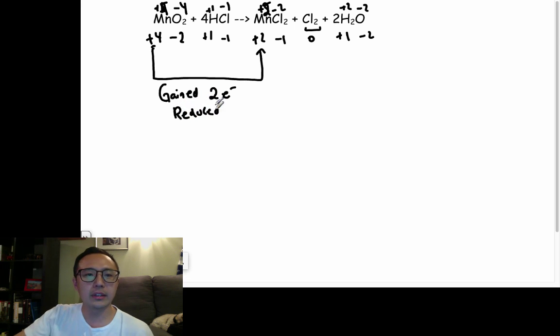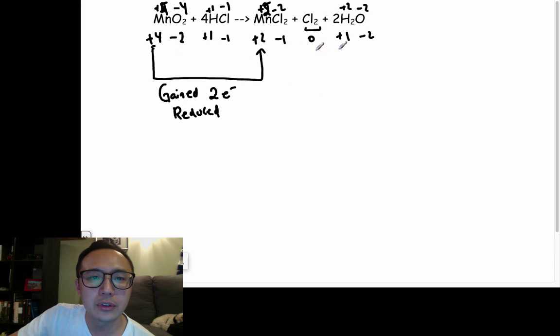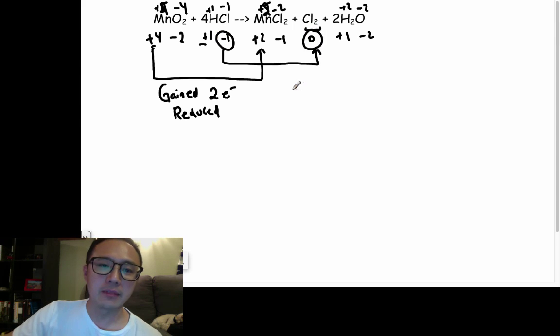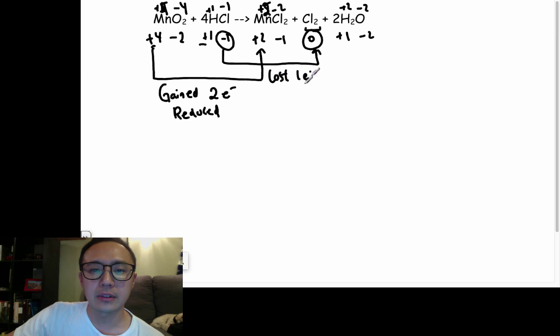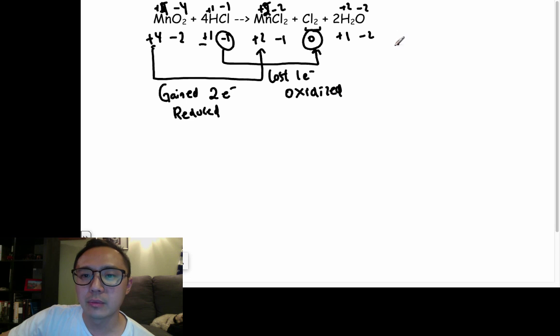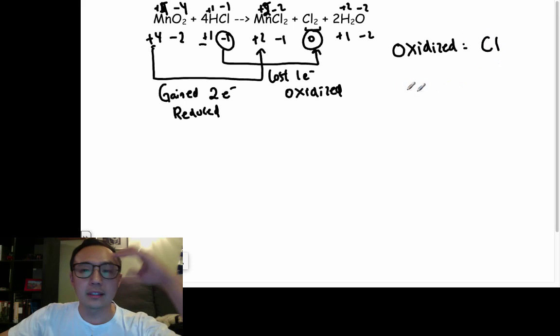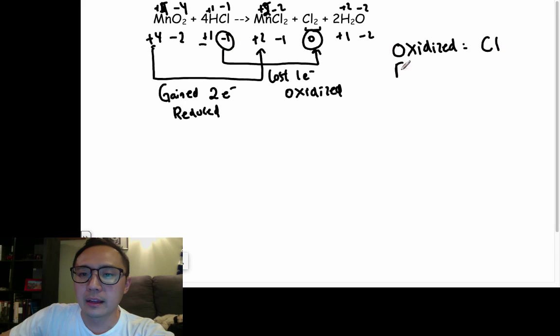And then let's look for another one. Oxygen is -2 here, -2, so that's okay. Hydrogen is usually okay, +1 and +1, so it has to be chlorine, and you can see that it went from a -1 to 0. That means it actually became more positive, so this one lost 1 electron. This is your oxidized one. So if we were to break this down, what was oxidized? Chlorine was oxidized. What was reduced? Manganese was reduced.